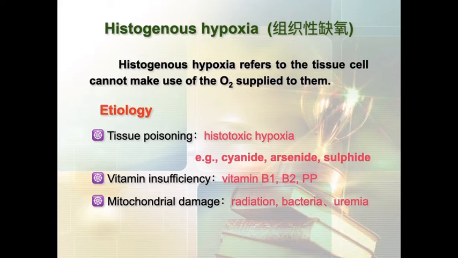We know mitochondria are playing an essential role in internal respiration. When it is damaged by radiation, bacteria, uremia, which cause the dysfunction of mitochondria, then the utilization of oxygen in the tissue end will be damaged or influenced.